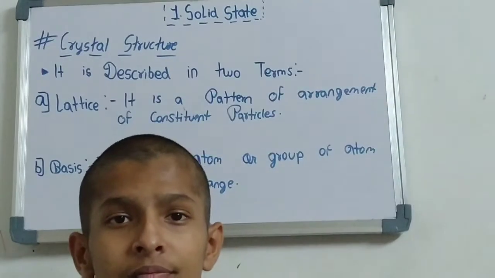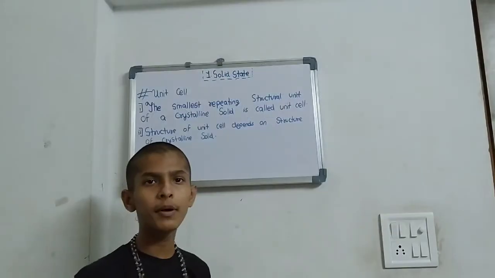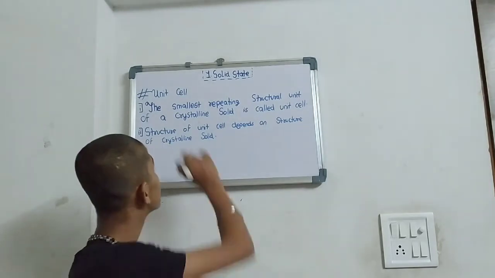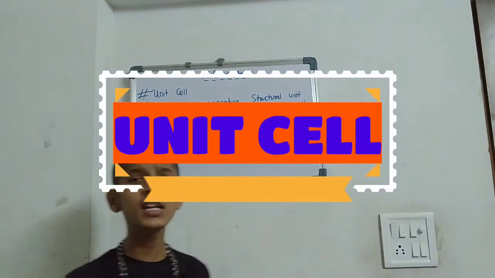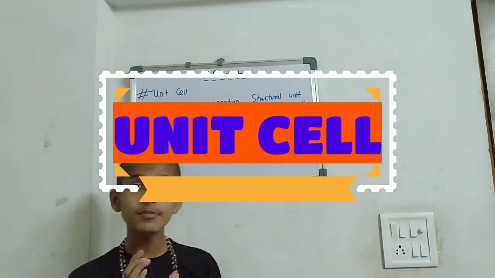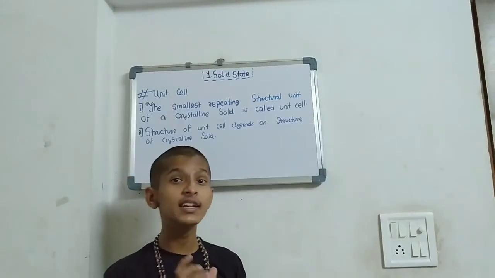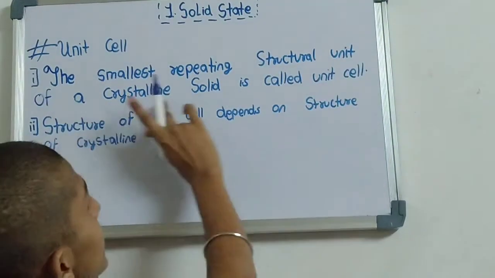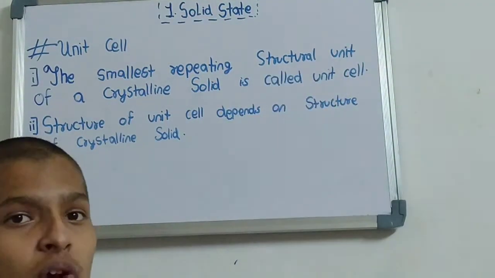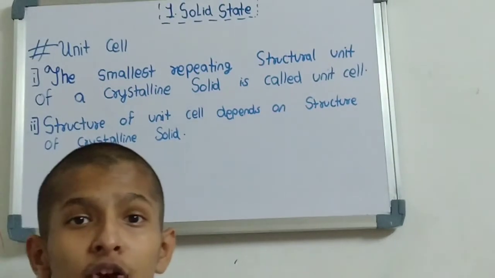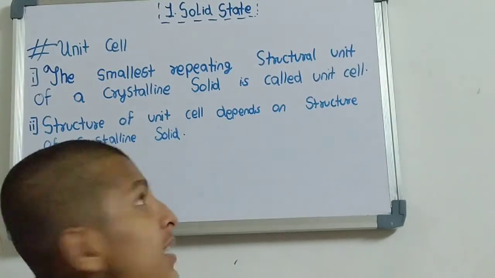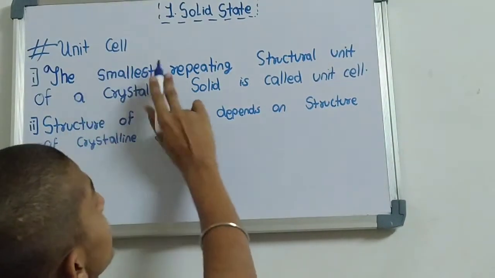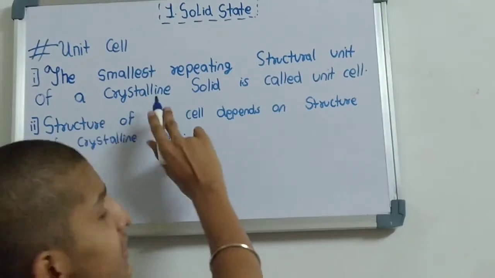Okay guys, so now we have studied the crystal structure and now we will study the unit cell. So basically, what is a unit cell? It is the smallest particle of a crystalline solid. The smallest repeating structural unit of a crystalline solid is called the unit cell. Like an atom is the smallest unit of matter, the unit cell is the smallest structural unit of a crystalline solid.